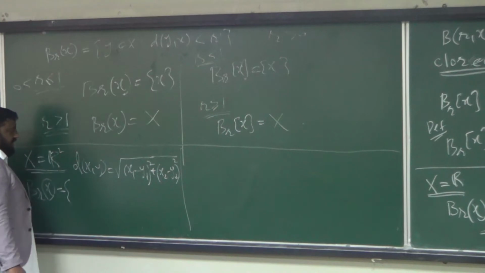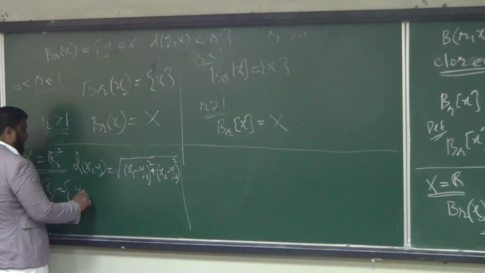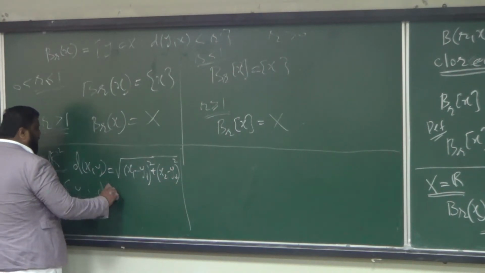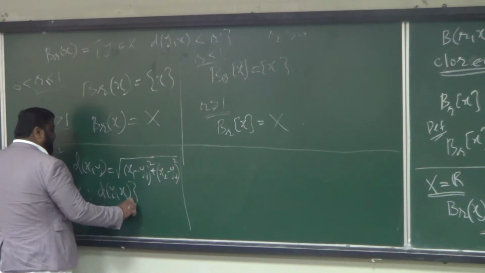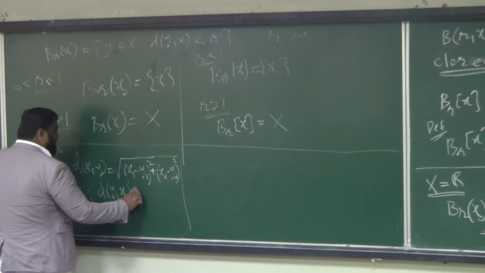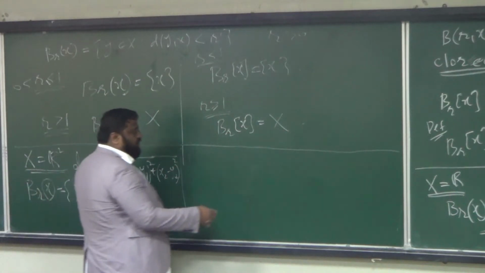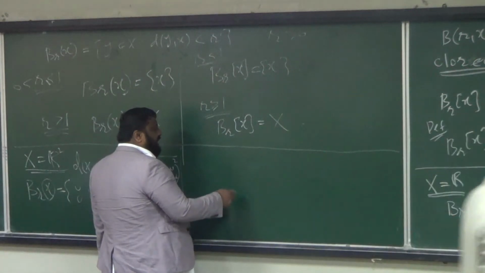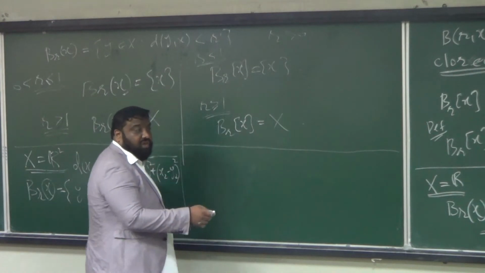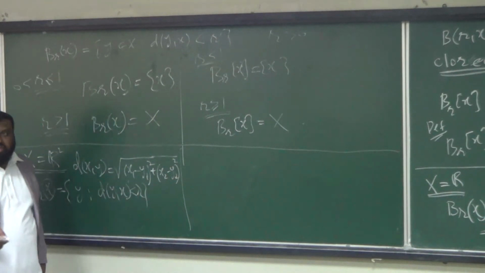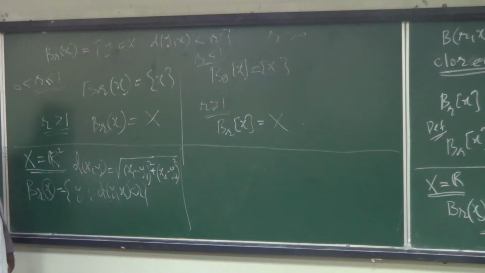It's going to be the set of those points for which d(y, x) is less than r. What is your guess if I would like to see it on the Euclidean plane? How would it look? It's going to look like a disk actually.